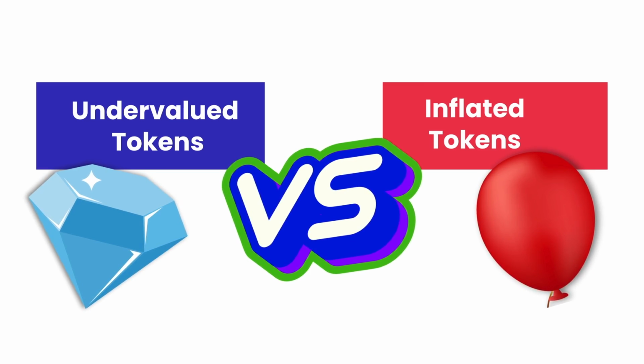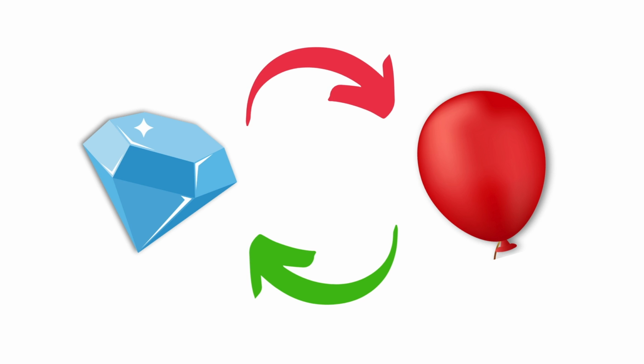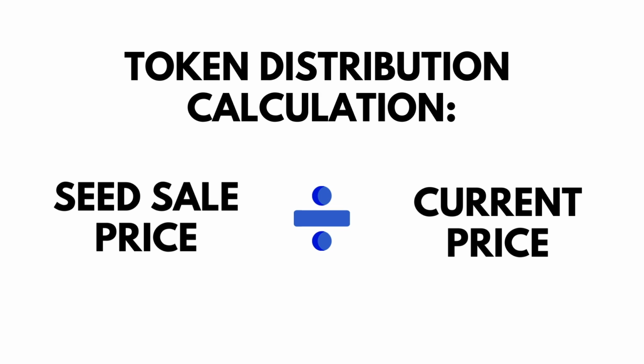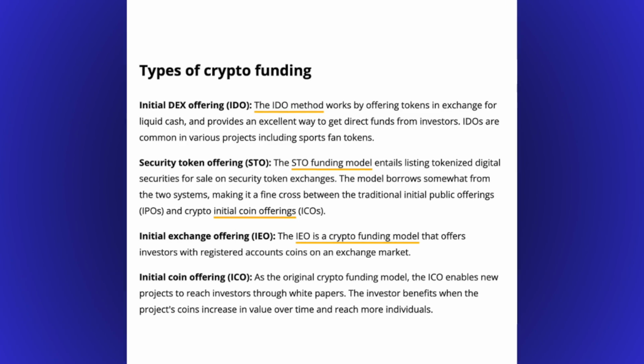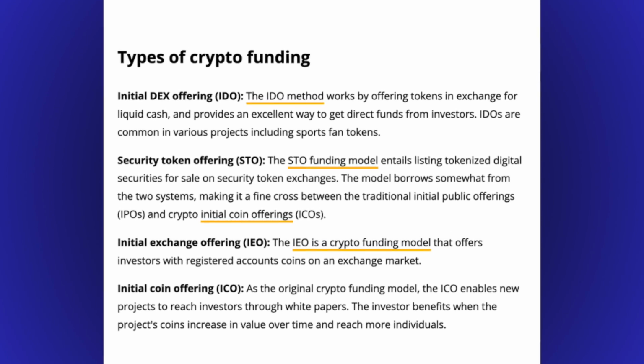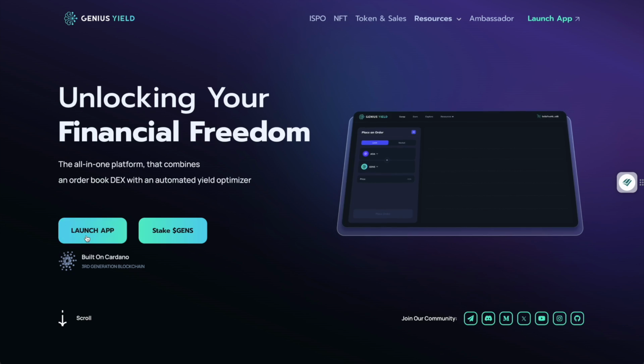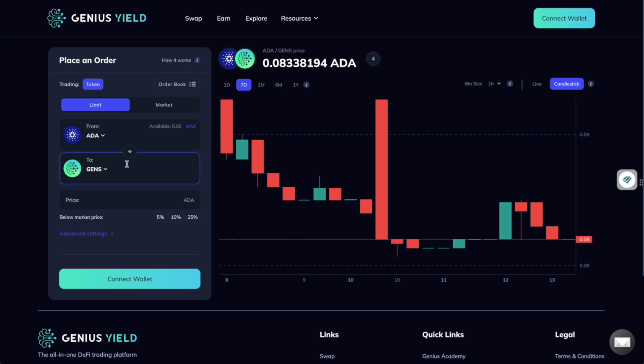The next calculation that is going to help us understand if something's undervalued or not is the token distribution calculation. When a token comes out, there are several ways a token launches. And this is going to bring us back to Genius Yield. We're going to bring Genius Yield back into the mix, and we're going to do this calculation with that project.